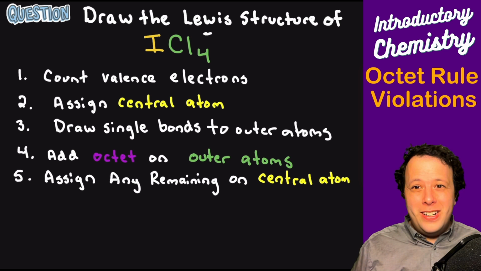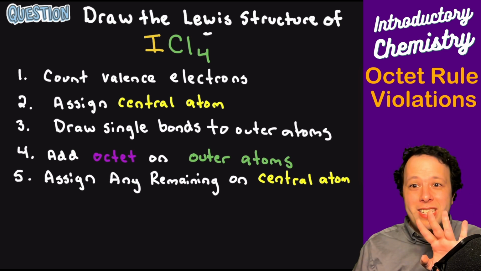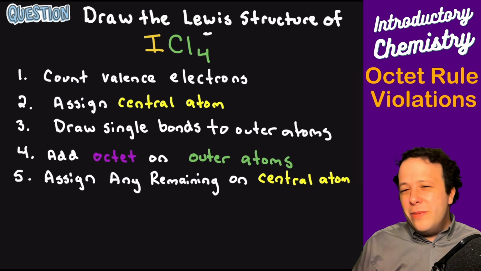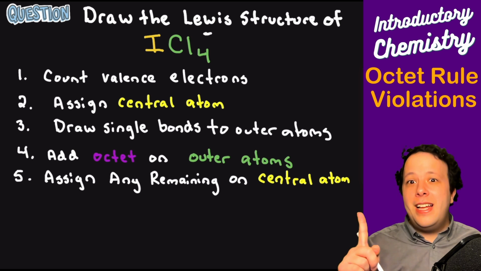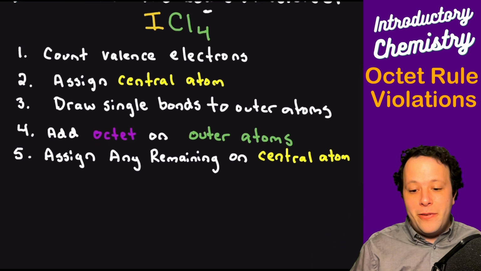So iodine can bond to chlorines, but the thing about iodine is, remember, it has 7 valence electrons, so does chlorine. So iodine is actually capable of making 7 bonds, but we only have 4 chlorines here. So it's not quite going to match up. It's going to involve that last step, which is step 5.